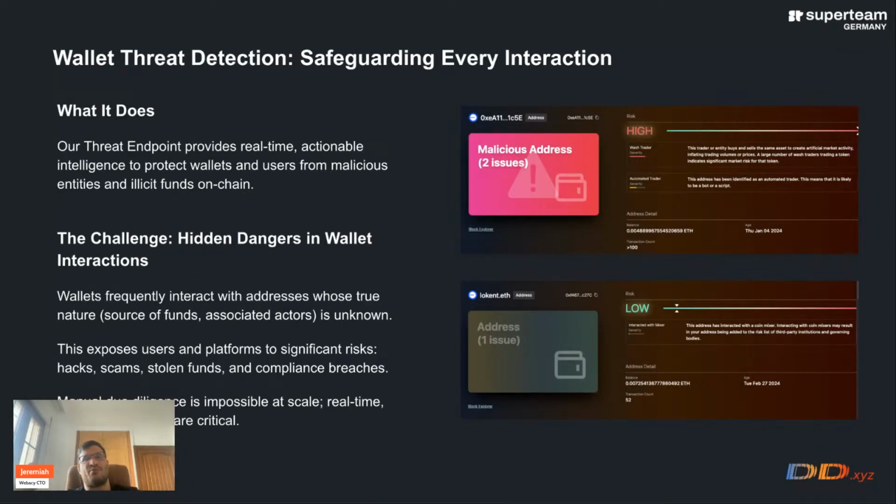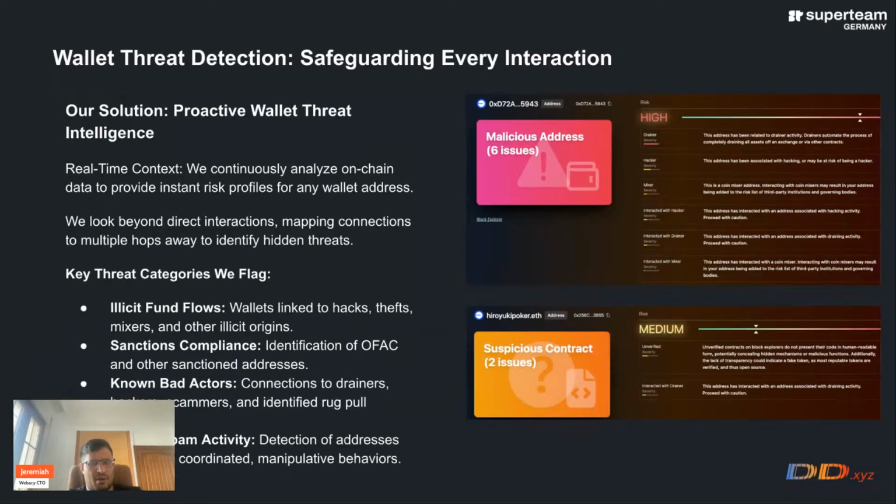Our threat endpoint provides real-time actionable intelligence to wallets and provides safety for users from malicious entities on chain. Oftentimes we don't know the source of funds or the exposure of funds that are coming through the taint of those kinds of coins. So this helps get some visibility on that, and we also make sure users are protected from hacks, stolen funds, sanctioned entities, mixers as well, and all of the different threat categories and compliance categories.